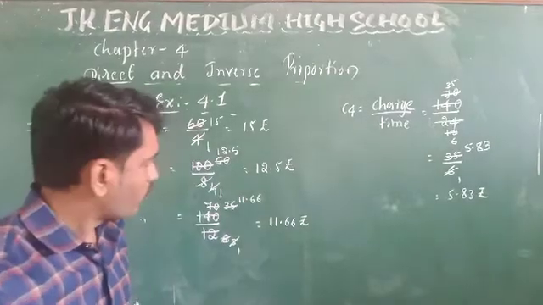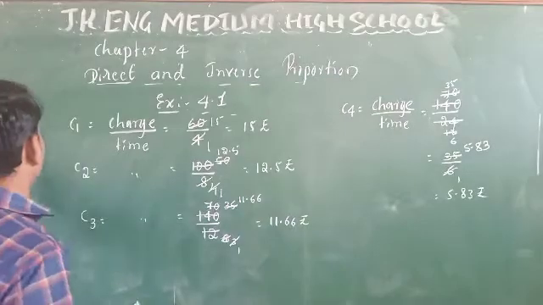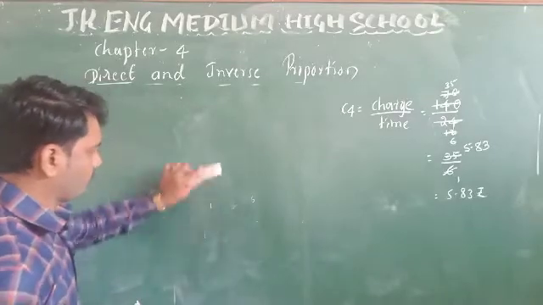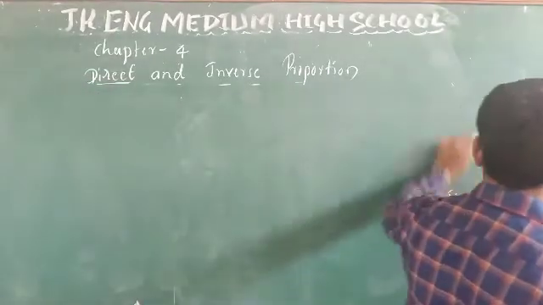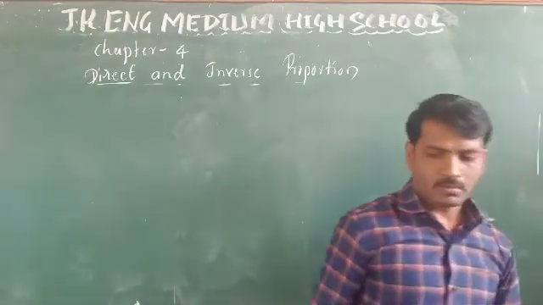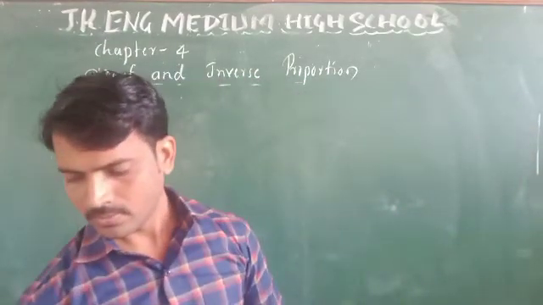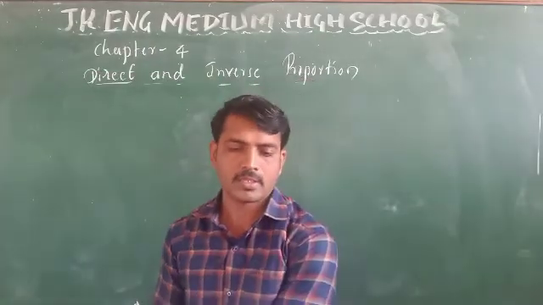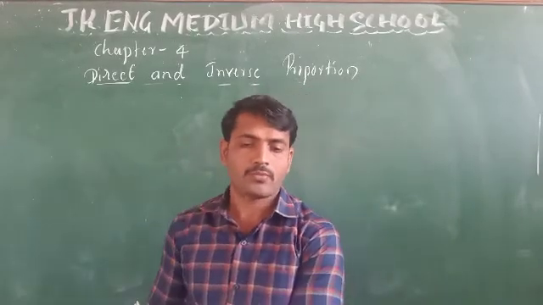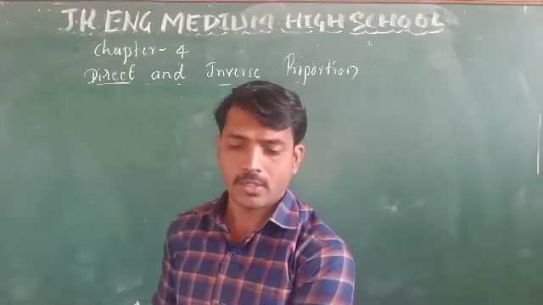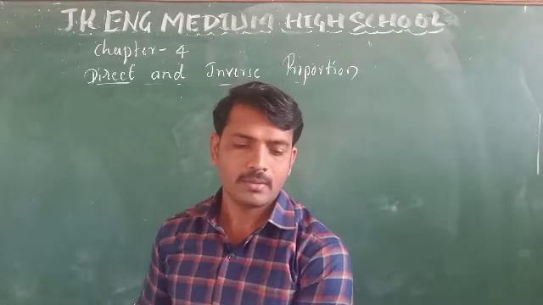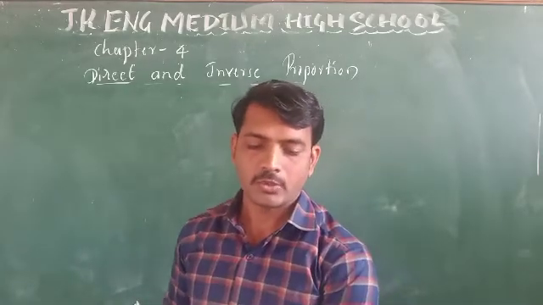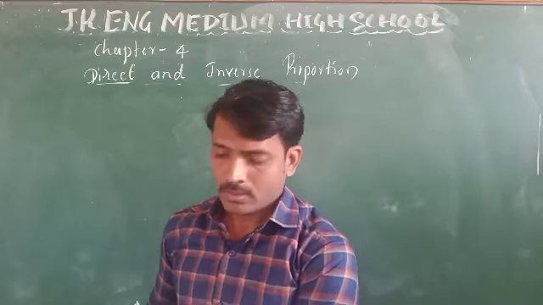Okay, shall we go for question number 2? Question number 2 is: a mixture of a paint is prepared by mixing 1 part of a red pigment with 8 parts of a base. In the following table, find the parts of the base that need to be added. Okay, so how to find out?